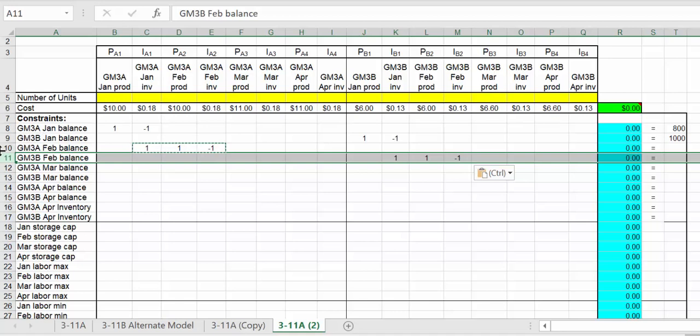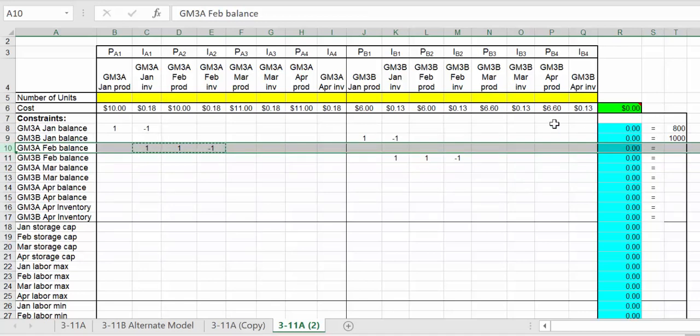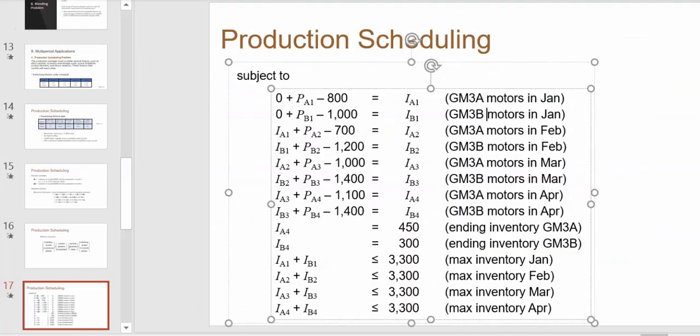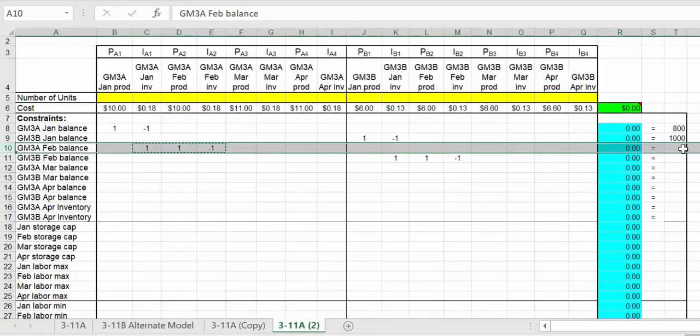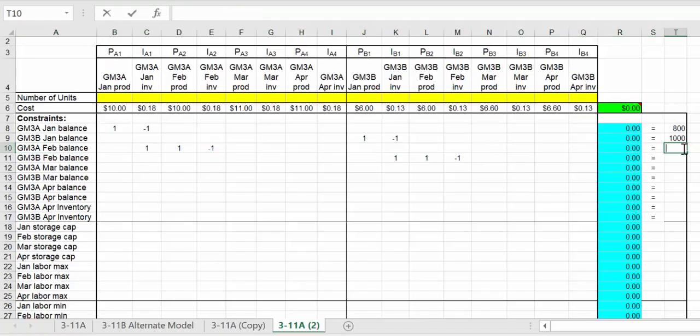So let's go back to February balance for motor A. Let me highlight that. What was the balance for motor A for February? Let's take a look. For February, for motor A, that's 700. We can put the 700 here.